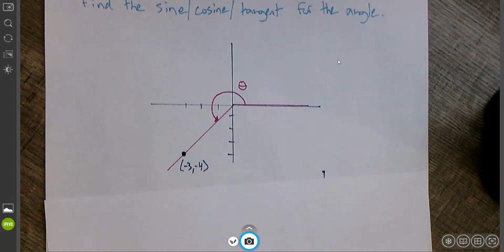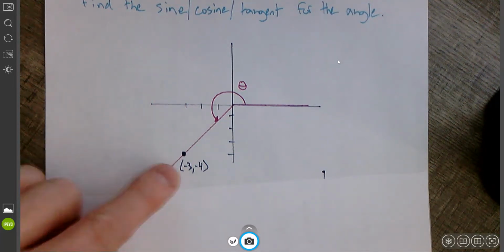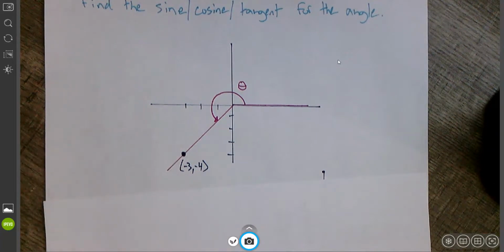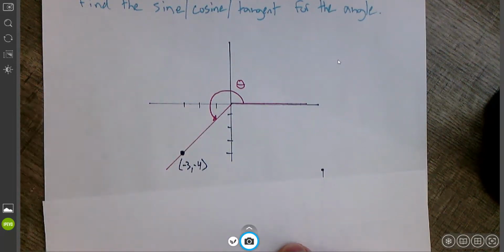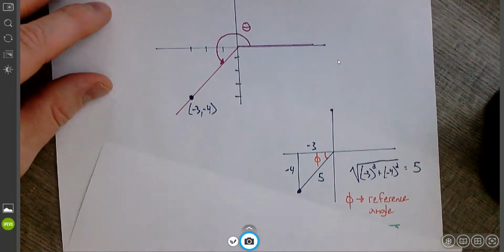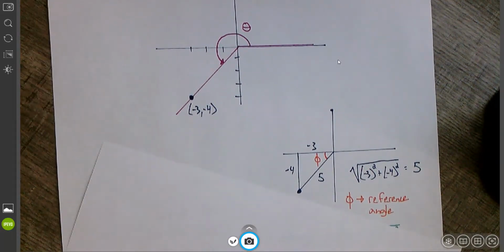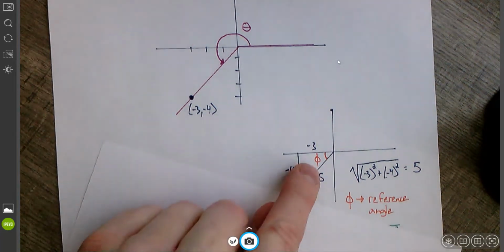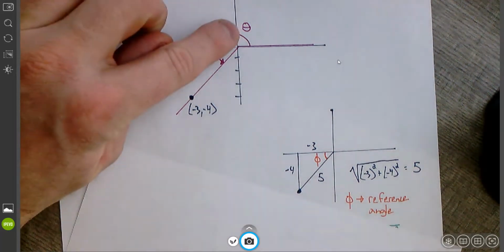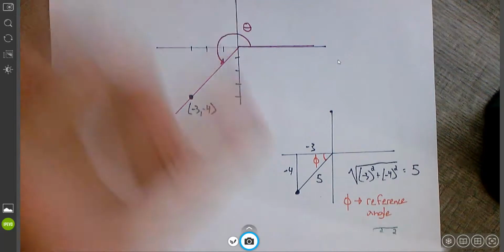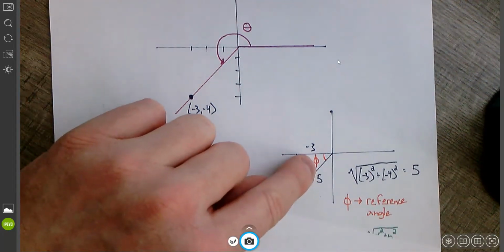So to do this, we can either go up or we can go down from this point -3, -4 and make a right triangle, right? We're using the Cartesian coordinate plane, so going down doesn't make sense. If I just draw a line down from that point, I'll never get a right angle. So the answer is up. So we go up. We get what's called a reference angle. This is phi, P-H-I, that's our Greek letter for a different angle. But that's okay. The only difference between finding the sine, cosine, and tangent for theta and finding the sine, cosine, and tangent for phi are the signs.